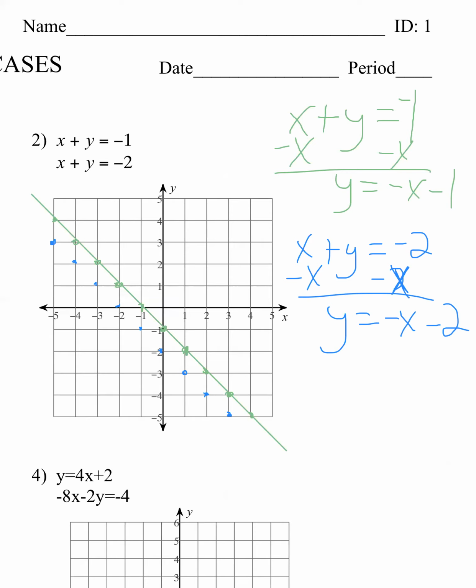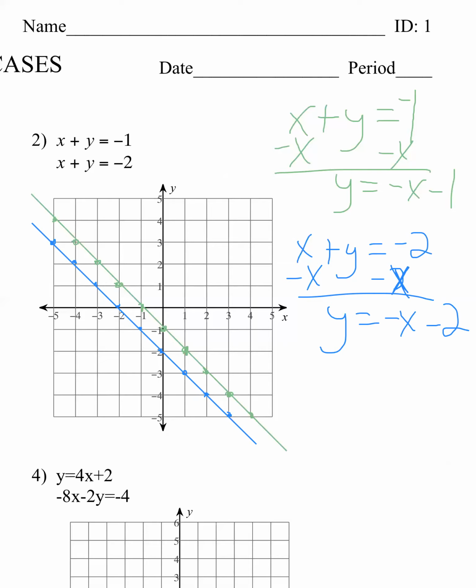Are you noticing something weird yet? They never overlap. Why not? What do you call these two lines? Hopefully you're thinking in your head, parallel. Yes, these are parallel lines. Those are two lines in the same plane that do not intersect each other. So there is never going to be a solution to these because they never intersect.